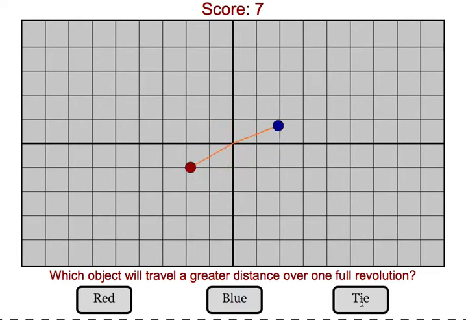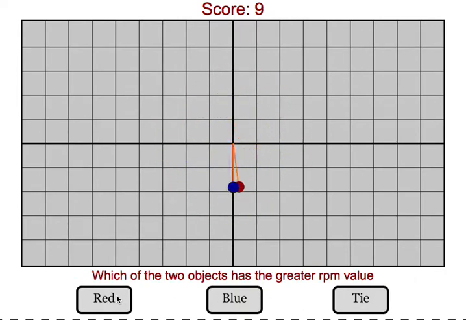Which will travel a greater distance? We could see that they're both in the same size circle. So since we're looking at one full revolution, they will both travel one circumference, and since they have the same radius, that should be the same distance. This time the red one has a larger circle, so that would be a greater distance.